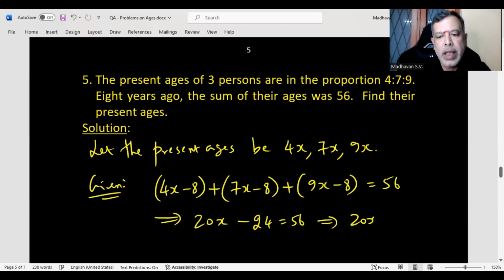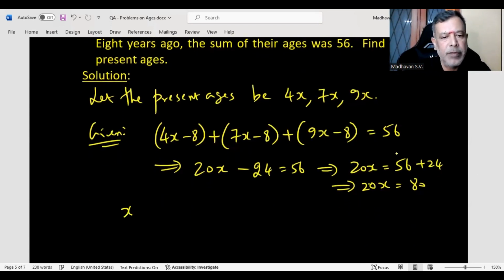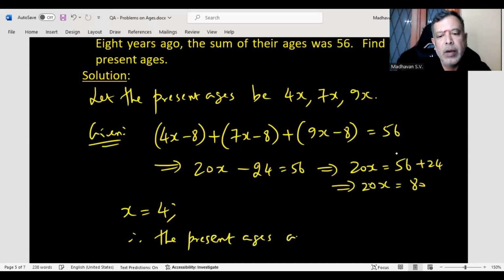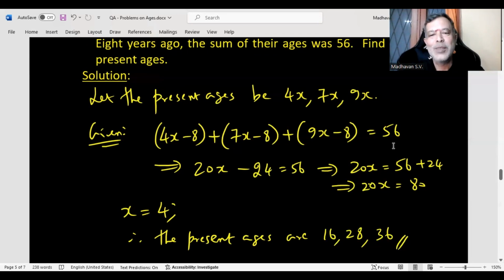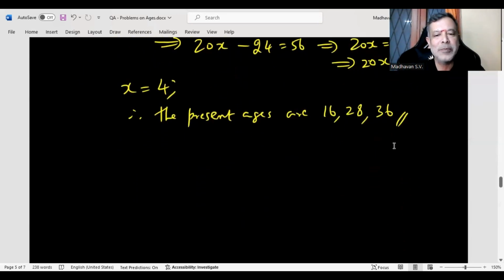Or 20x equal to 56 plus 24, which means 20x is 80. That means x is 4. Therefore, the present ages are 4 into 4, so 16, 7 into 4, 28, 9 into 4, 36. So this is the solution for this particular problem. Let us move on to the next.